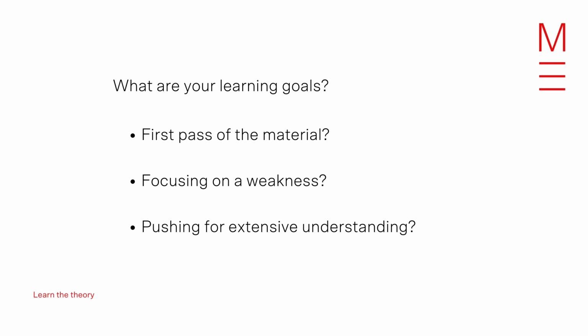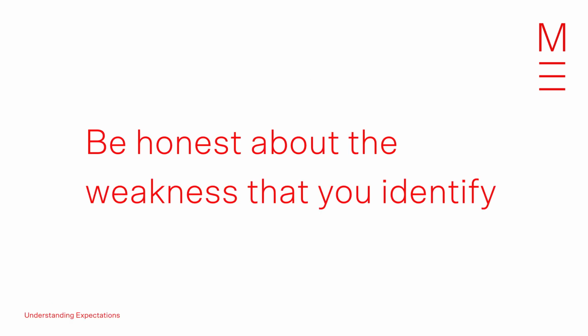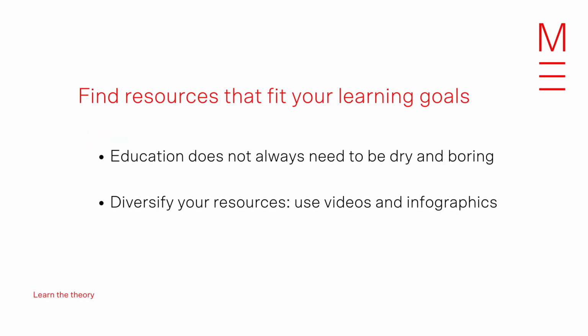Whatever your learning goal is, you need to identify the level you are at and be honest about the weaknesses you identify. Equally important is ensuring that whatever resources you are using are appropriate for your learning goals. For example, if you're looking to get a Band 6 extensive understanding of the HSC syllabus content, you need to make sure that you're using a textbook that goes to an appropriate level of depth.